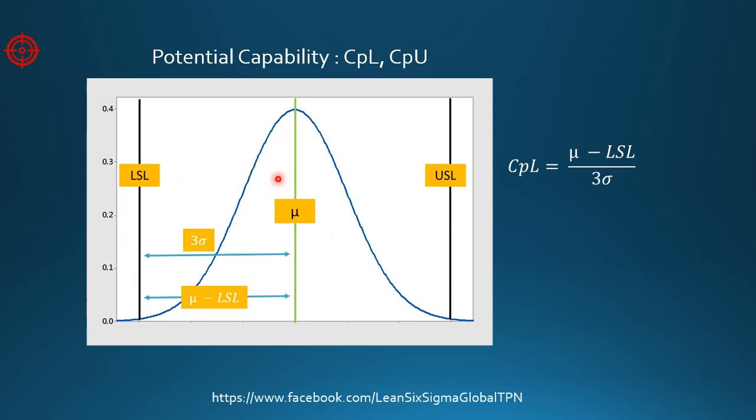Similarly, Cpu tells us how close the process mean is to the upper specification limit. Cpk is equal to Cpu or Cpl, whichever is less, assuming we have an upper and lower specification limit. In other words, we choose the Cpk that corresponds to the specification limit that is closer to being violated.